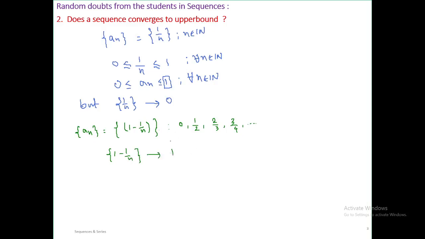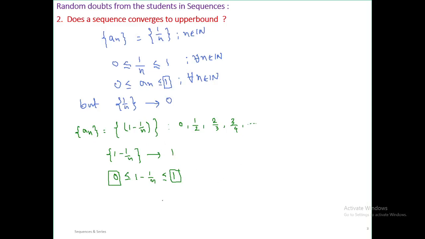Now for this sequence, clearly in 1 minus 1 over n, you are subtracting a positive number from 1. But 1 by n is always less than or equal to 1, right? Because we are subtracting a number from 1, therefore this quantity is always less than or equal to 1. Now since the terms are positive, they are more than or equal to 0. Therefore here 1 becomes an upper bound, 0 becomes a lower bound, but the sequence is converging to the upper bound. For these kinds of sequences, that means an increasing sequence always converges not to just any upper bound, but to the least upper bound.